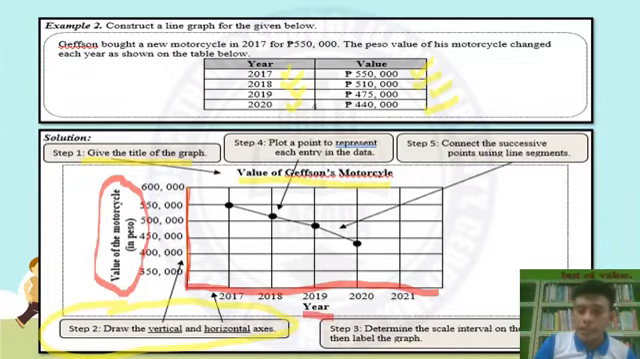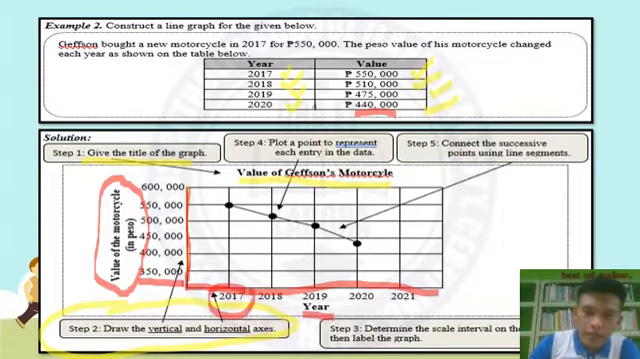Step 3, determine the scale interval. So our interval here, look at the given. 440,000 is the lowest, and 550,000 is the highest. So you can use 400,000 as a starting point of your interval, or you can use 350,000 by 50,000 interval. So 350,000, 400,000, 450,000, 500,000, 550,000, 600,000.